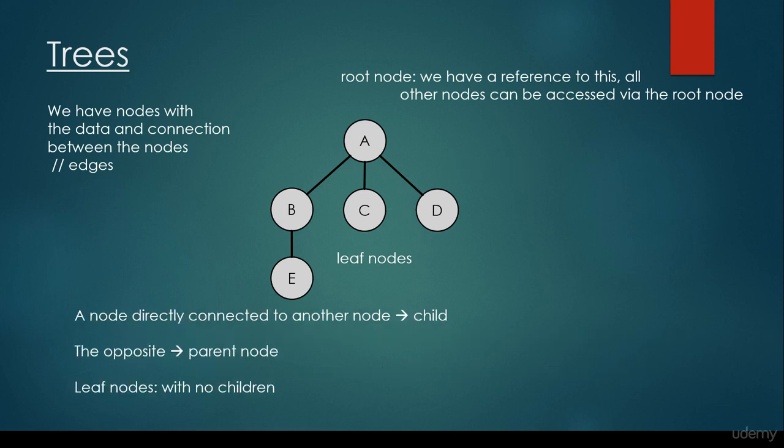Okay, a node directly connected to another node is going to be called a child. The opposite relationship is the parent node. So the children of A are the node B, node C, node D. The child of B is the node E. The parent of E is B. The parent of B, C, and D is the node A. So basically child and parent relationships are not independent from each other.